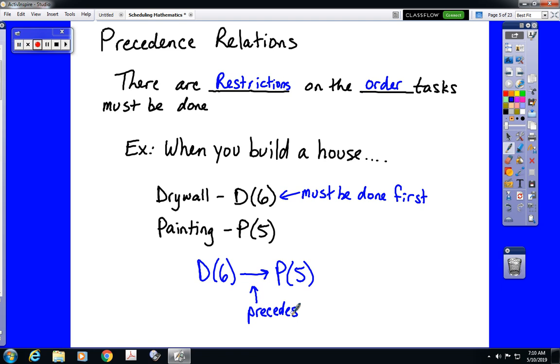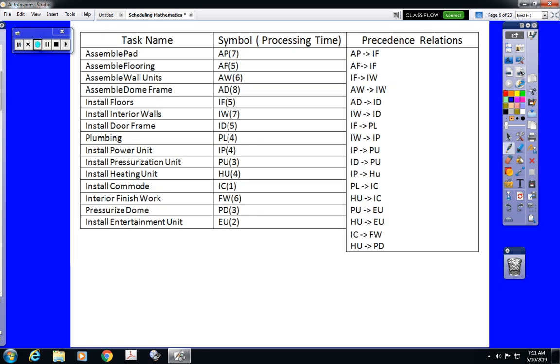So when we have an overall project listed for us, it will have three columns. The first column will list the tasks. This is that Dream Home on Mars problem again. The second column will list the symbols and the processing times. And the third column will contain all of the precedence relationships. So if you look at that third column, you'll notice that the first thing it says there is AP has to happen before IF. In other words, according to this problem, if you don't have a pad down, a foundation on Mars, you won't be able to install the floors. That obviously is extremely true.